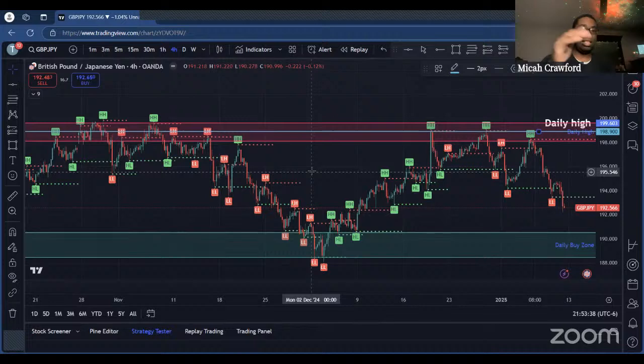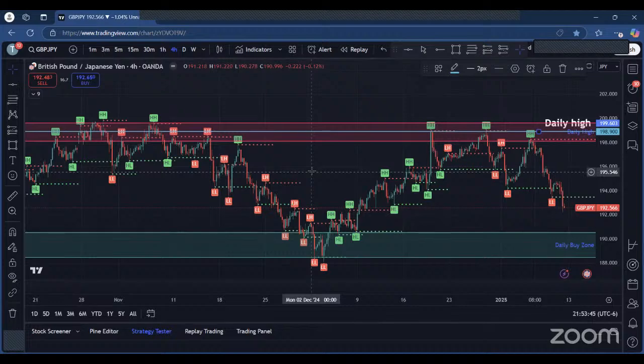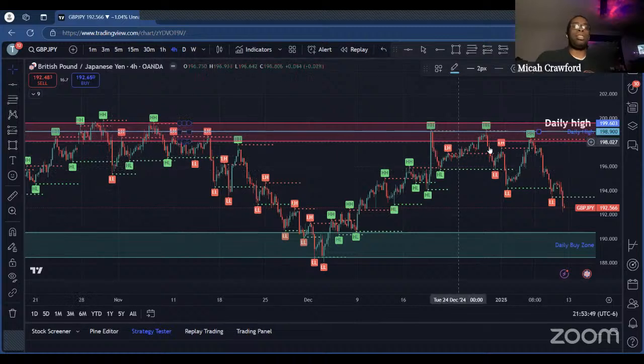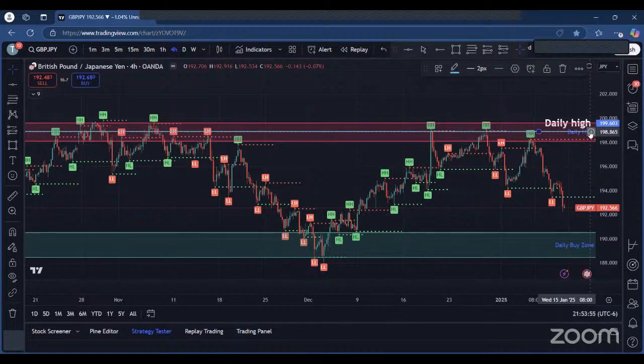So when price comes and picks me up, it should drop. Or set an alert. So if you miss it, guess what? It's going to be another opportunity, because it likes that area.